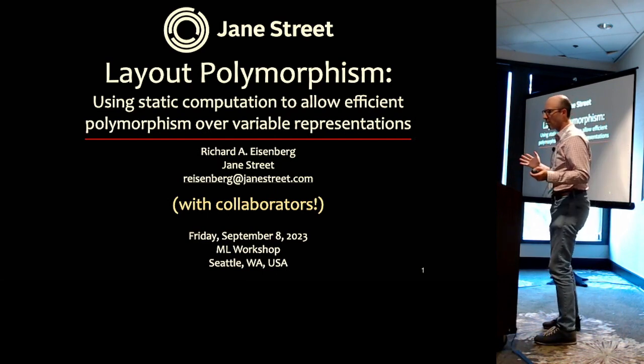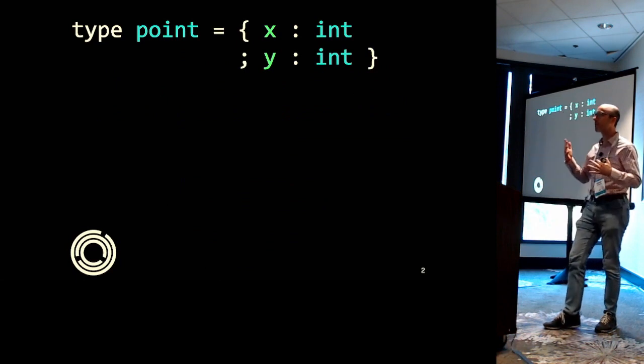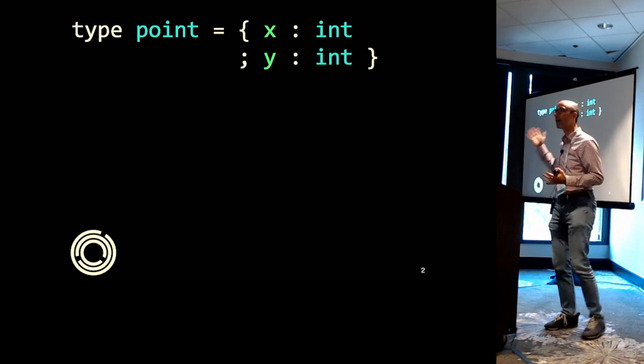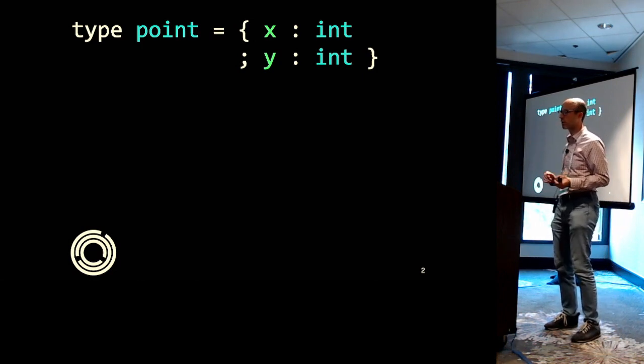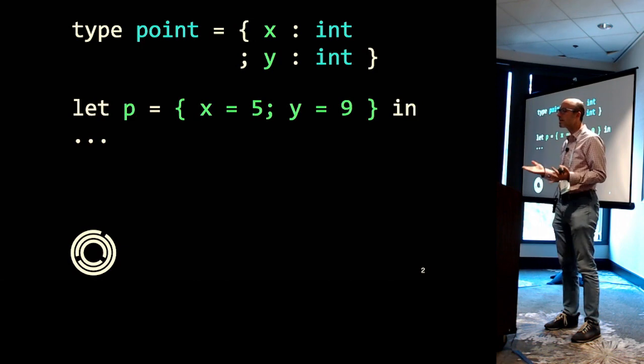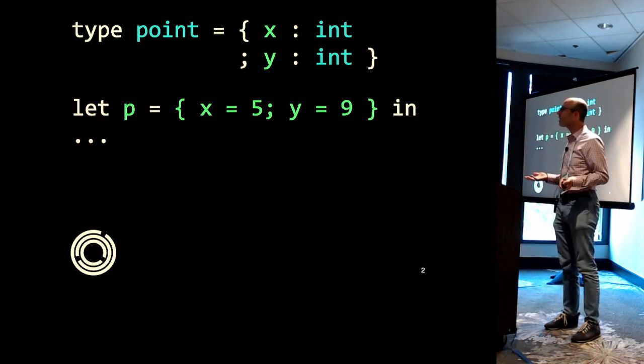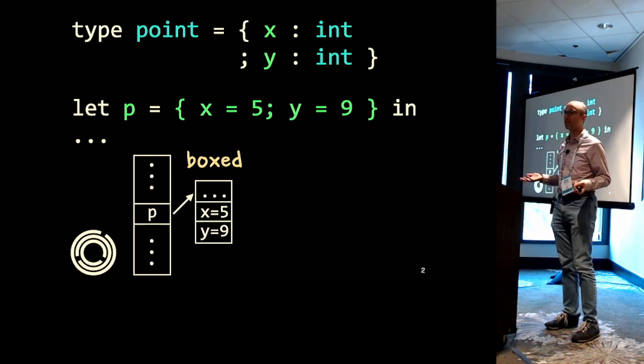What do I mean by that? So to start wrapping our heads around the problem, we have to think about what is an unboxed type. So that's what I'm going to define in this slide. So if I have a nice type declaration like we see here, and let's say I have p, which is one of these points. Well, the way that this would normally get represented looks like this.